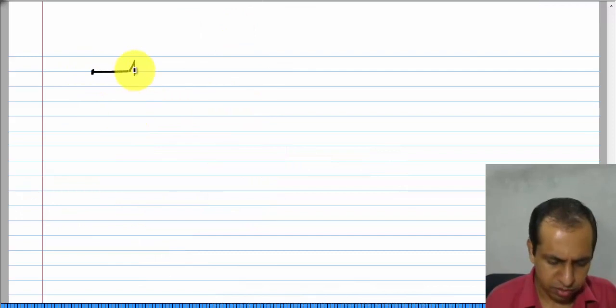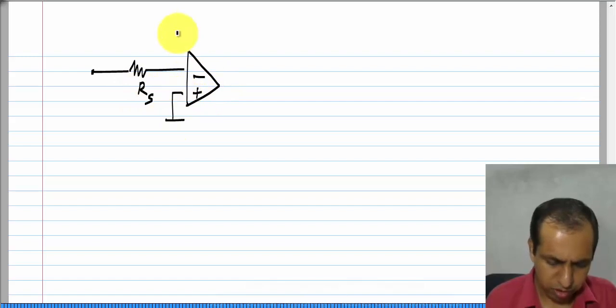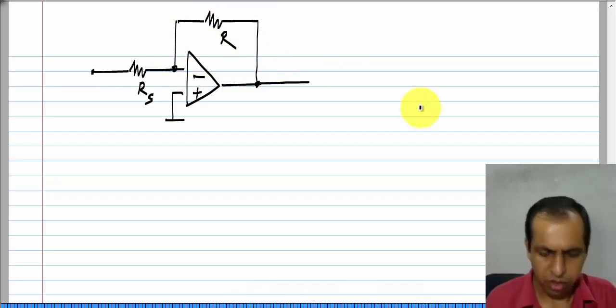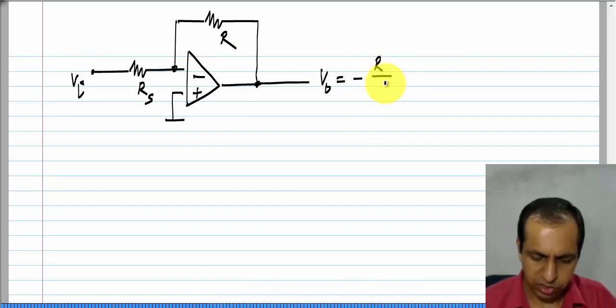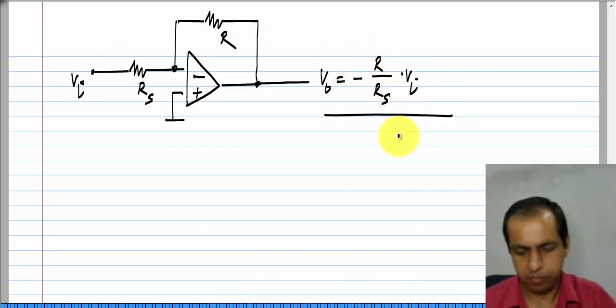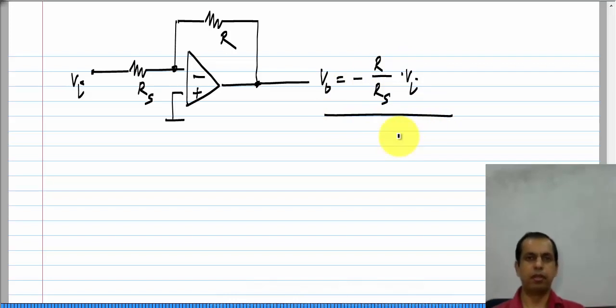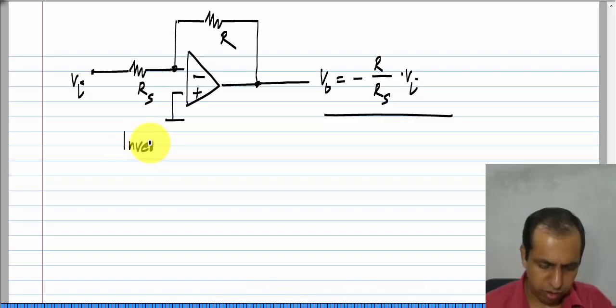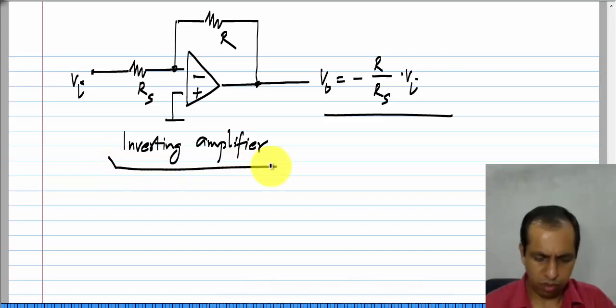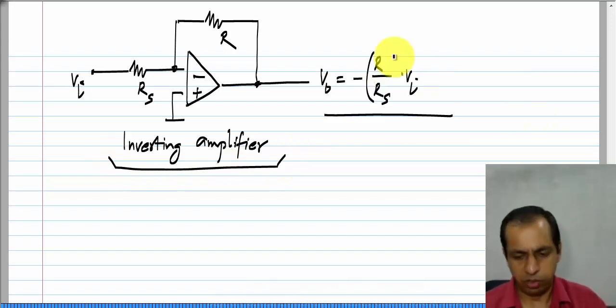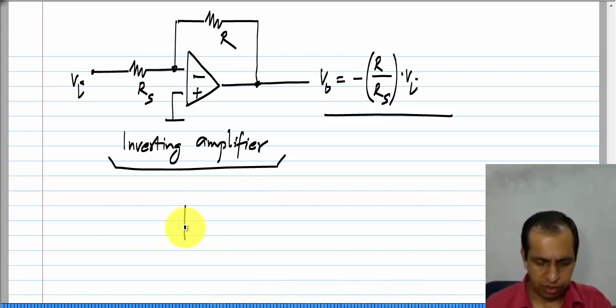So, this circuit is known as the inverting amplifier. If this is V I, the output voltage will be minus R by R s times V I. Okay. And it is called inverting obviously because the gain is negative. Okay. And you can contrast this to the non-inverting amplifier.